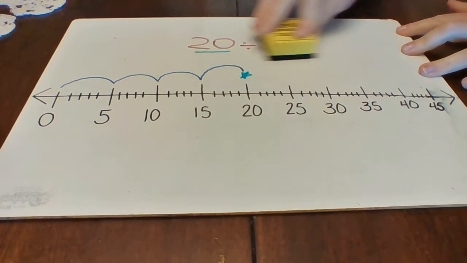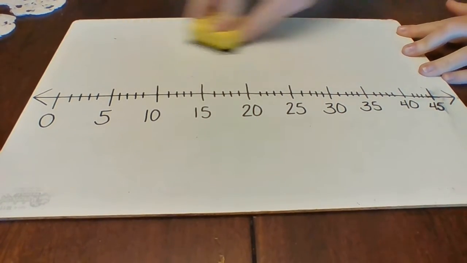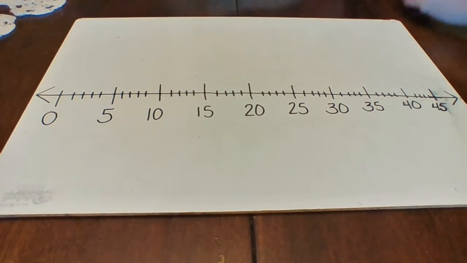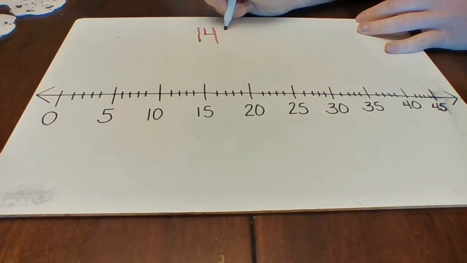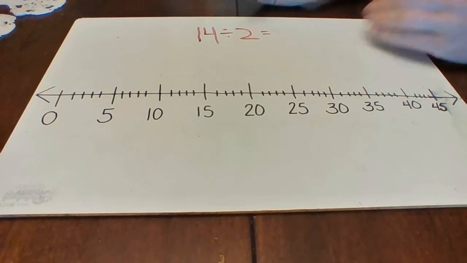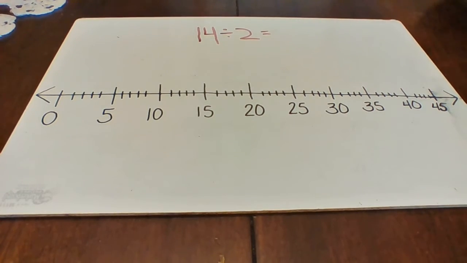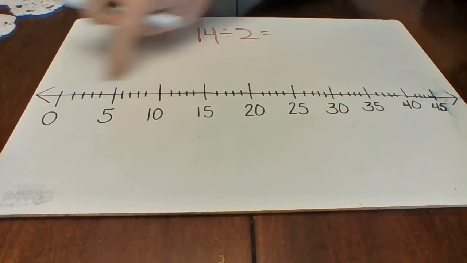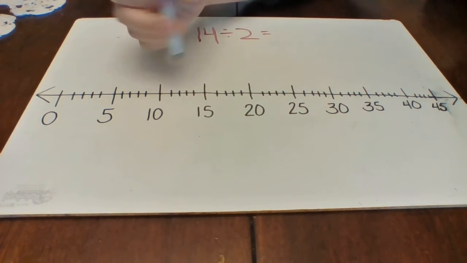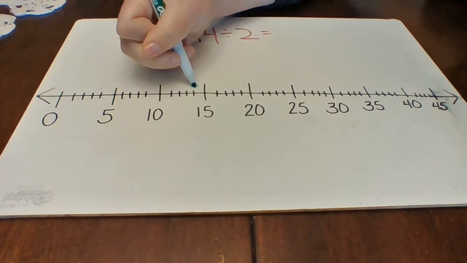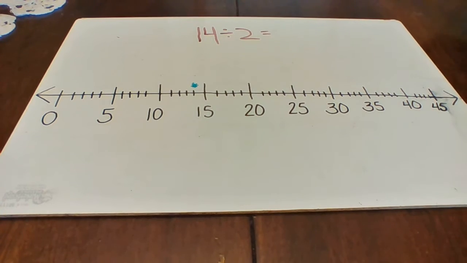Let's try another. Let's start with 14 being divided by 2. So I'm going to start at 14. I don't have 14 on my number line, but I do have 15. And 1 less than 15 is 14. So here's 14. I'll put a star there. And I'm going to jump backwards by 2.